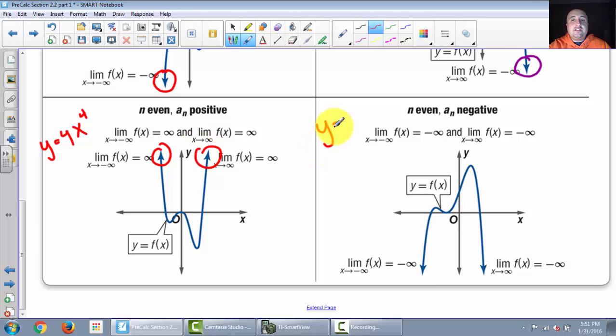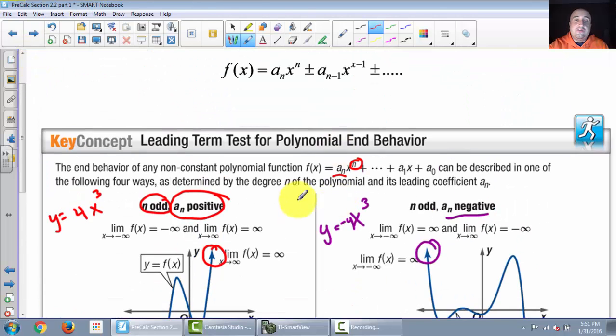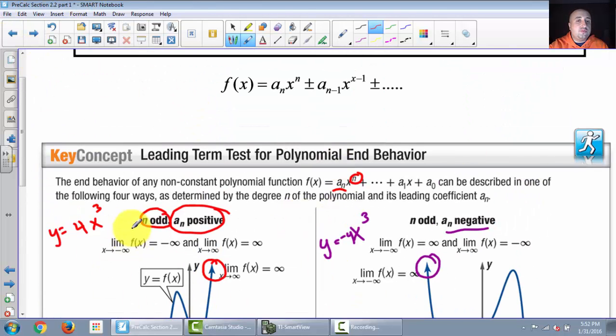And the opposite is if your a_n is negative, so negative 4x to the fourth, they're both going to go down. Okay, so that's what this chart is talking about. And this holds true for all of these polynomials. They have these specific characteristics.